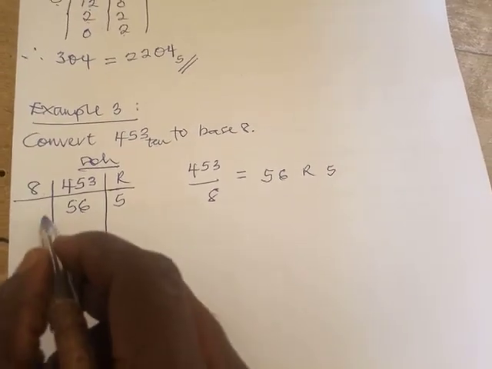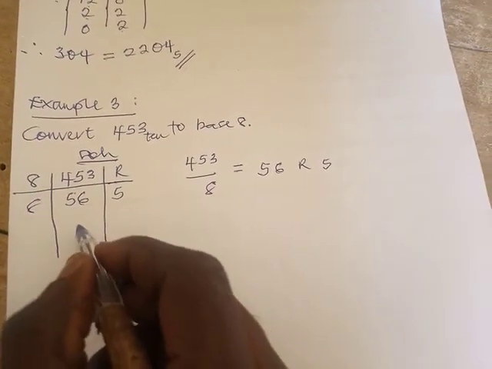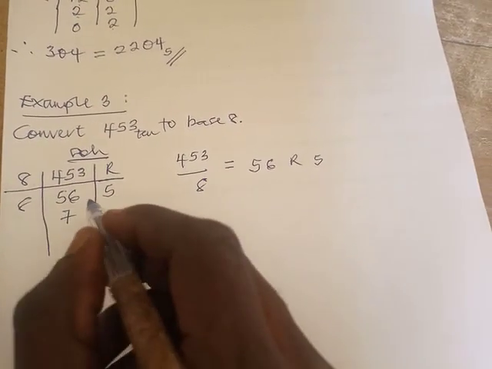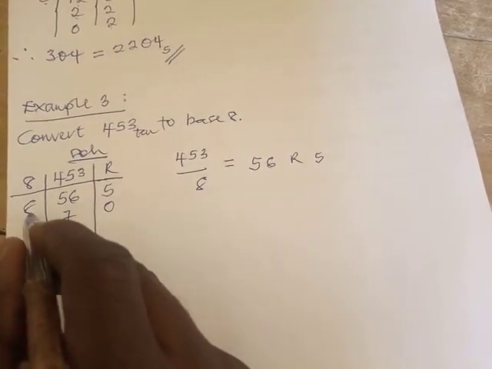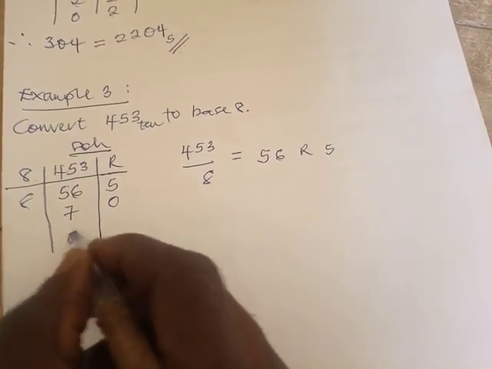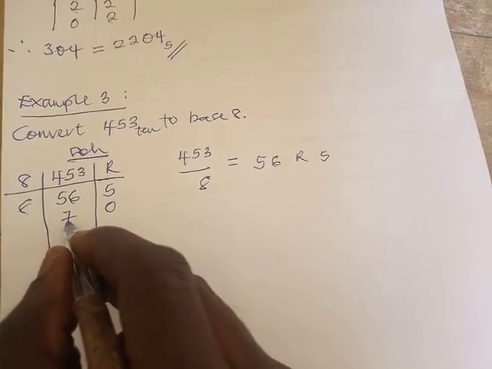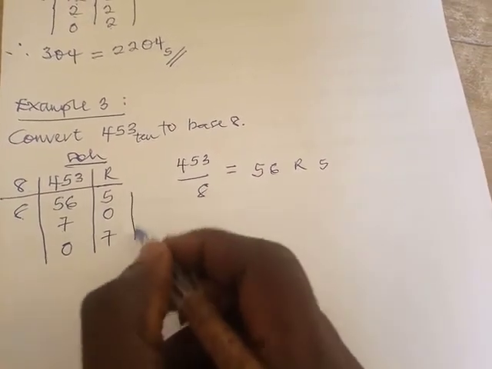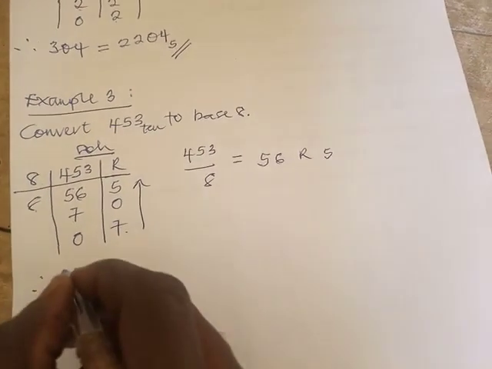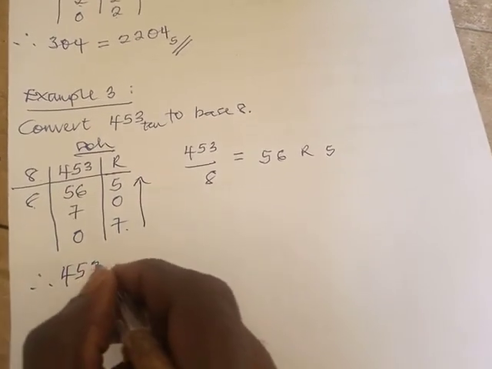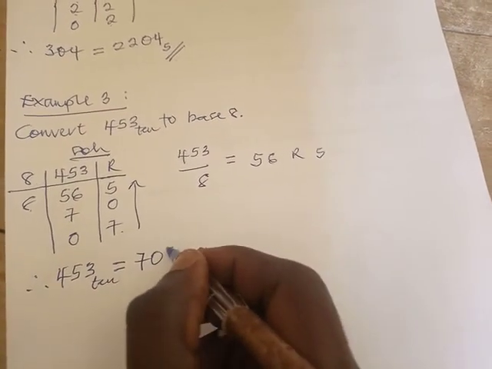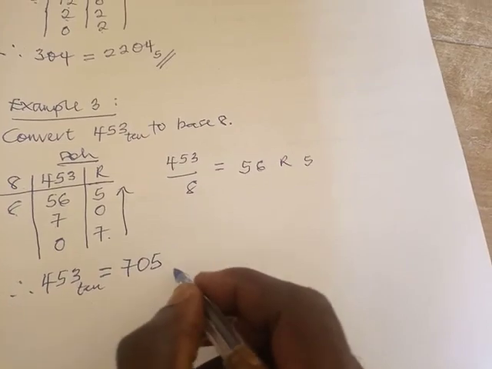And you go again, 8 into 56, that's 7. 7 times 8 is 56, remainder 0. 8 is greater than 7, so 8 can't go into 7, so we introduce our 0, then the remainder 7 here is brought down here. We are going to build an answer from the bottom to the top. So therefore 453 base 10 is equal to 705 base 8.